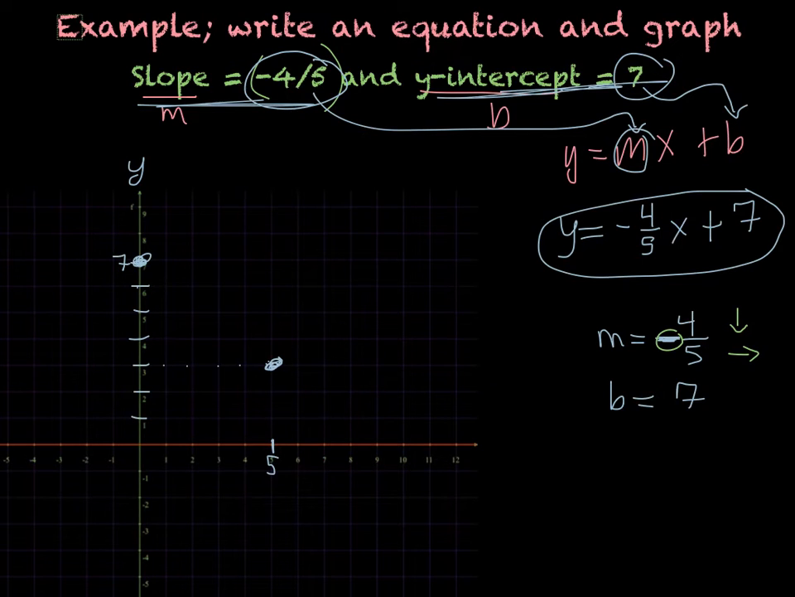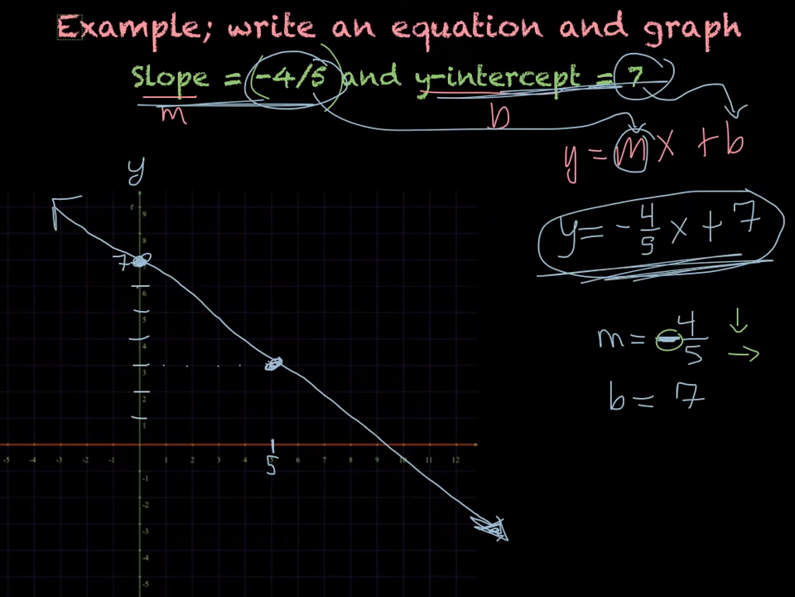And then you can connect the 2 points. Draw your line all the way through them with arrows on the end, and that is your graph. And there is your slope-intercept form.